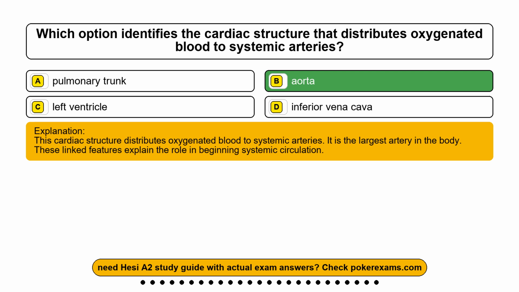This cardiac structure distributes oxygenated blood to systemic arteries. It is the largest artery in the body. These linked features explain the role in beginning systemic circulation.